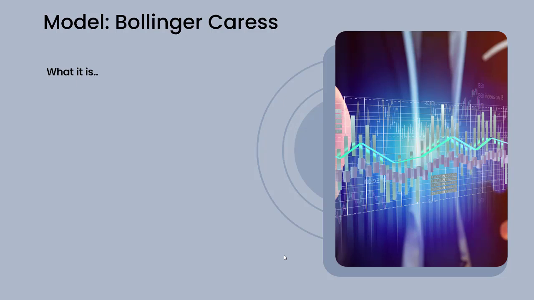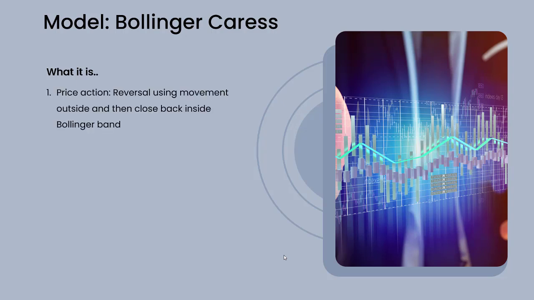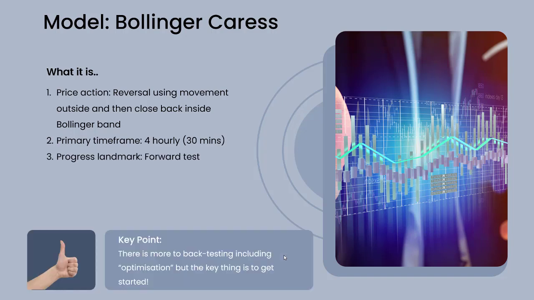This is one we've termed the Bollinger Caress, which is essentially a price action reversal using movement outside of bands and then a close back inside a Bollinger Band. Now, the primary time frame we have used is the 4-hourly, although we are developing EAs on the 30-minute charts as well. And we are in forward test on this.